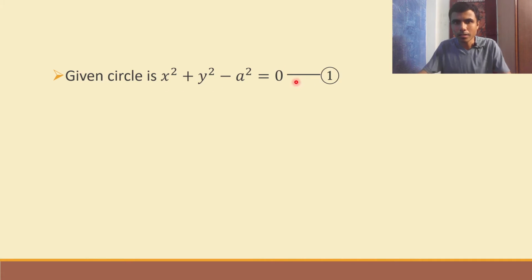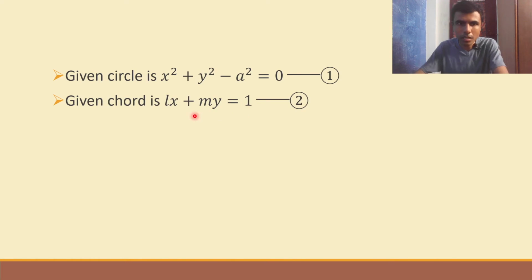Now this given circle is x square plus y square minus a square is 0. Working is very simple, it's a short one only. Now the given chord is this; its RHS is already 1, so I need not simplify the equation 2. It's already there like that.